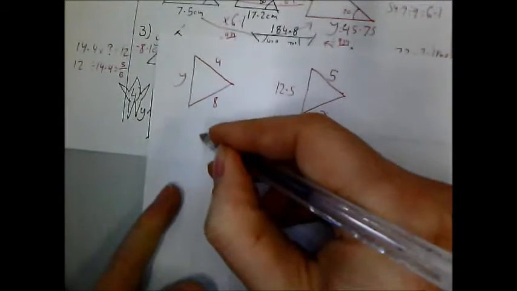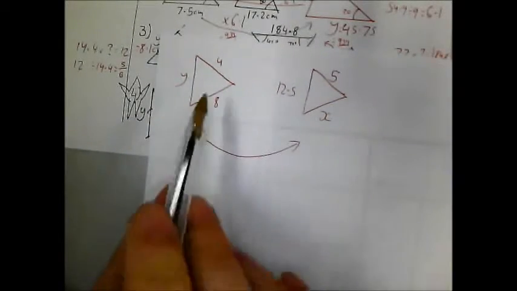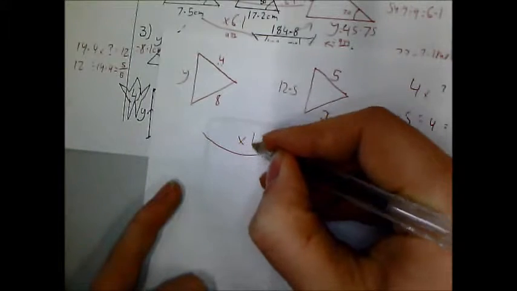Okay, now that I have this, I want to go either direction. I'm going to choose to go this way, and my two corresponding sides is 4 and 5. So 4 times question mark equals 5. So 5 divided by 4 will give you your scale factor, which happens to be 1.25. So going left to right, you multiply by 1.25. Going right to left, we're going to divide by 1.25.